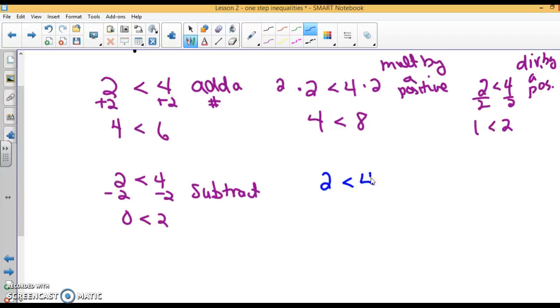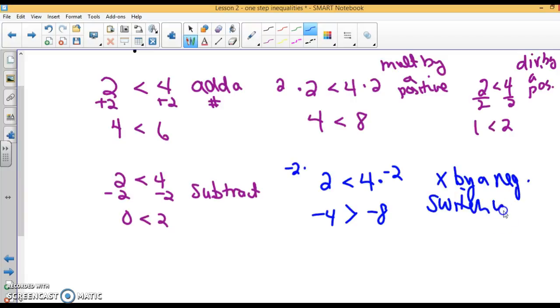So we agree that 2 is less than 4. Let's multiply both sides by negative 2. Now, look what happens. This is going to be negative 4. This is going to be negative 8. But think about a number line. Isn't negative 4 greater than negative 8? So when I multiply by a negative, I need to switch the inequality. I should really say multiply both sides by a negative, because negative 4 is greater than negative 8, so you need to switch the inequality.